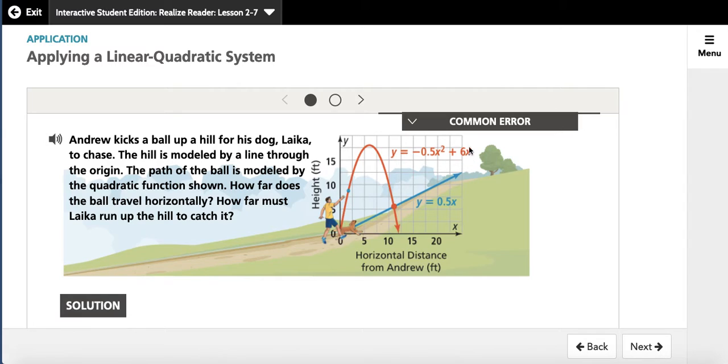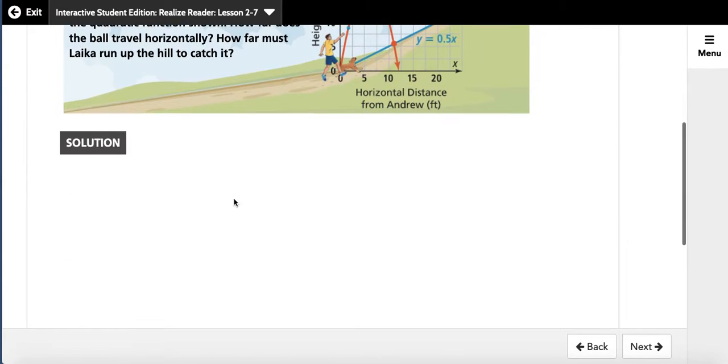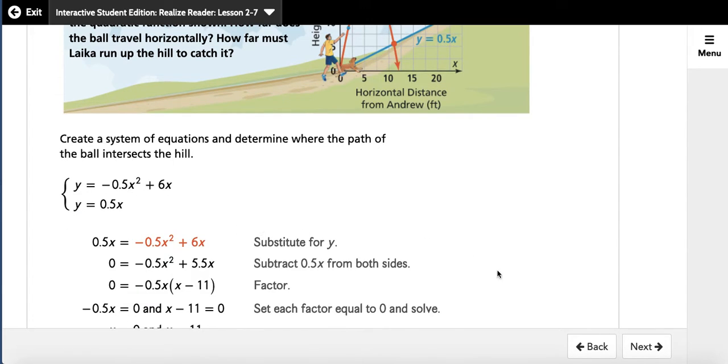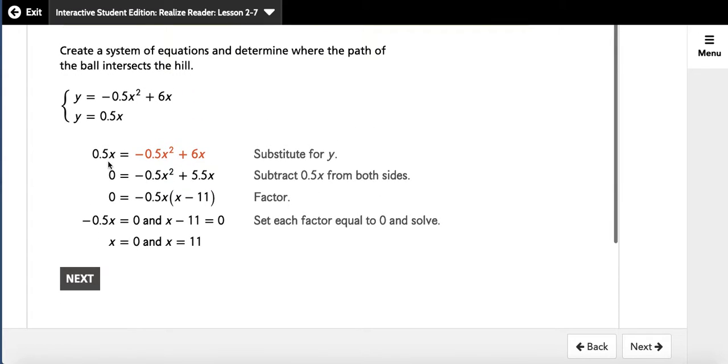Okay, we have the two equations, a quadratic and a linear one. We're going to see if we can find that intersection point. Since they're both set equal to y, we can set the two expressions equal to each other and have 0.5x equals negative 0.5x squared plus 6x. And then we're going to subtract 0.5x from both sides because we want to set it equal to 0.